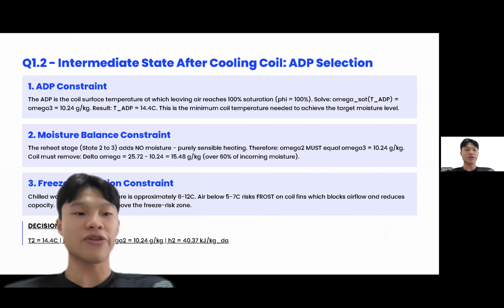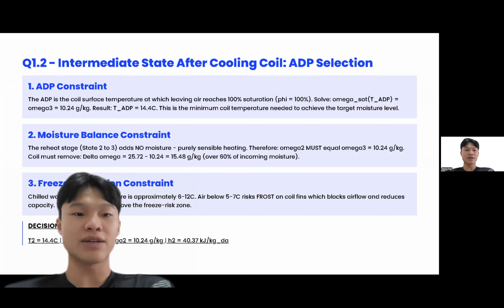This slide explains how I selected state 2, the condition of air leaving the cooling coil. 3 constraints govern this decision. Constraint 1 is the apparatus dew point. The ADP is the coil surface temperature at which the leaving air reaches 100% saturation.